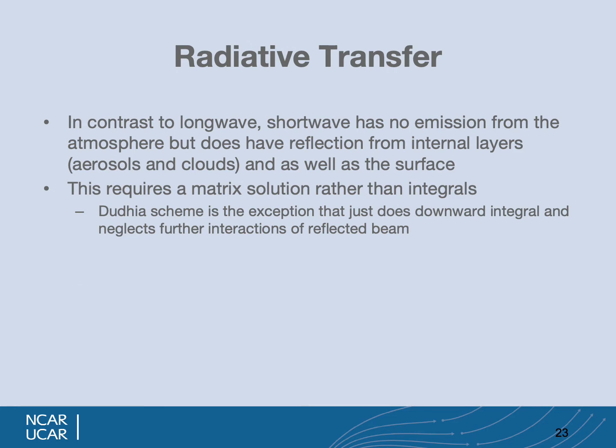Radiative transfer, I won't go through that again. It's very similar to the Longwave, except in some ways simpler. In contrast to Longwave, shortwave has no emission from the atmosphere, so in that way it's simpler, but it does have reflection from internal layers. So you have to treat both an upward and a downward beam at every point, at every level, which complicates the integration. It's not just a simple upward and downward integration that the Longwave has. There's a matrix solution you have to solve to allow for this reflection from layers, which is important to treat. The only exception is the simple scheme that I have, which only does a downward integral and neglects any further interaction of the reflected beam.